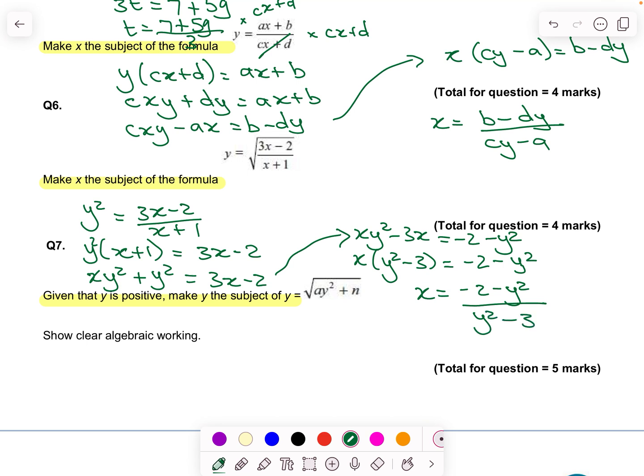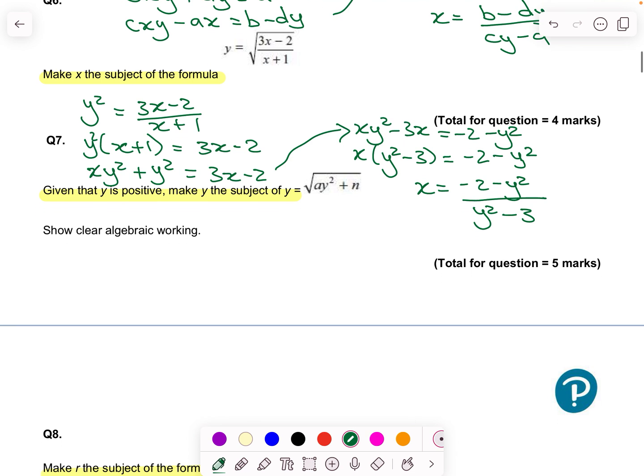Okay, perfect. And you might have different signs to me. If you put everything on the other side and they all become positive, then you will have different signs to me. But double check your answer with me and we'll see whether you are correct or not.